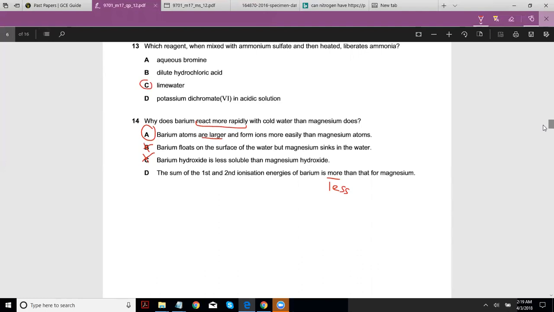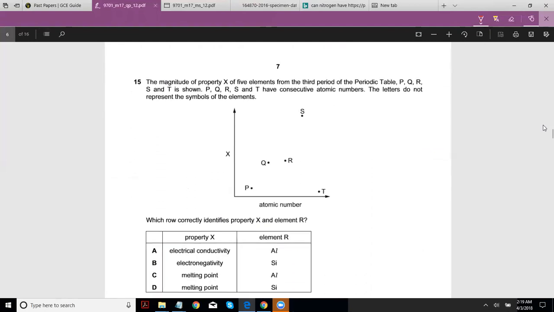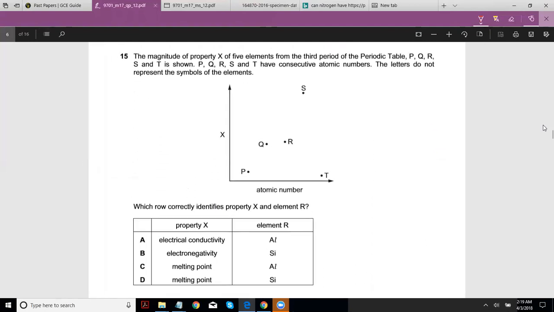Yeah. So 14 is A. Let's go to 15. The magnitude of the property X of 5 elements from the third period of the periodic table is shown. They have consecutive atomic numbers. The letters do not represent the symbols. Which row correctly identifies property X and element R?